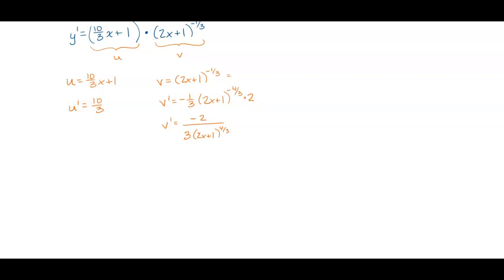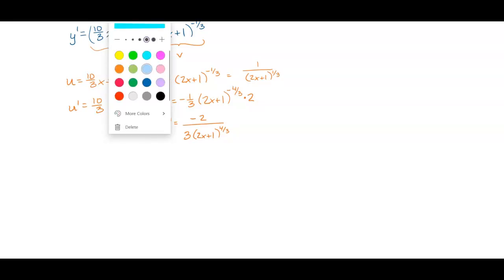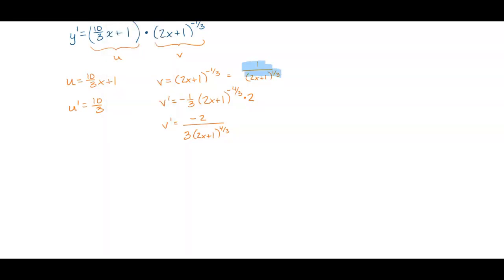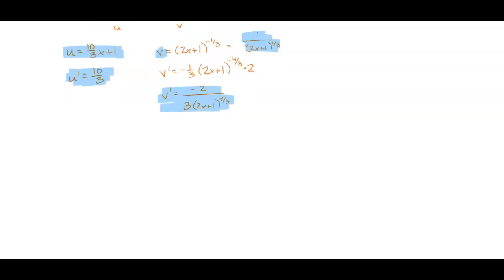And actually for v, I'm going to change that one to a fraction also. That's what I'm going to use for v. And then u and u prime were easy. So I'm going to put those 4 things together in the product rule.